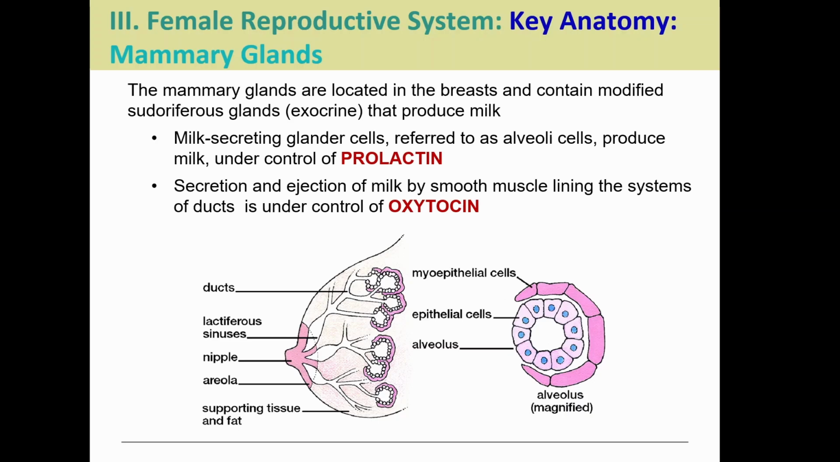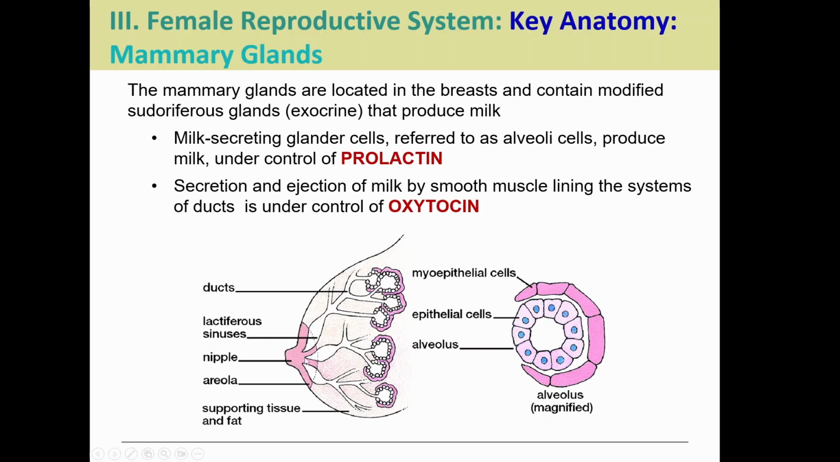And oxytocin can be stimulated by the suckling, right? And so we can have this kind of positive feedback loop, where as an infant will suckle, that will trigger oxytocin to be released, which will trigger more milk to be released, which will trigger the child to suckle more, right? Because they're actively getting food. And so if we see how it's structured, we have the nipple and the areola.